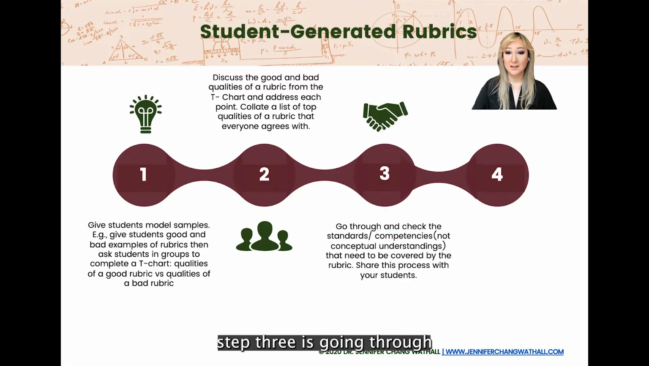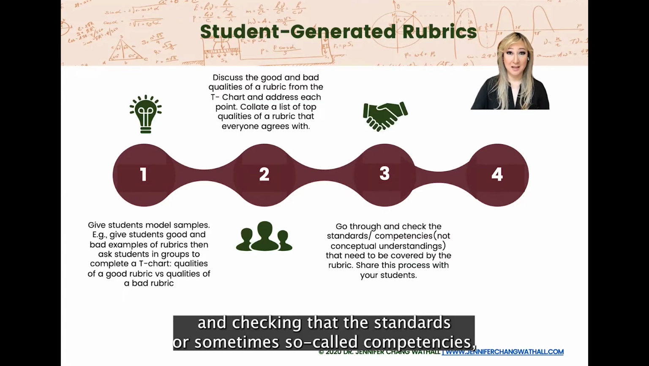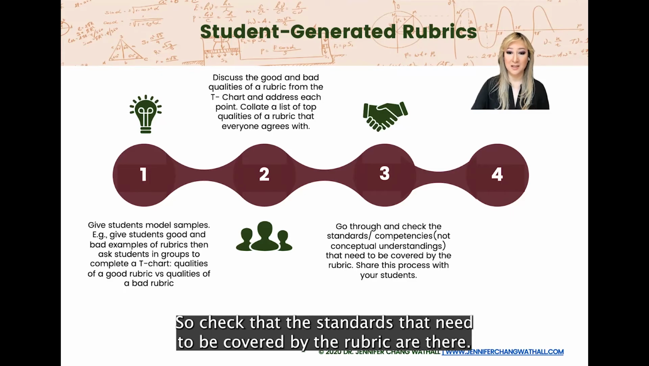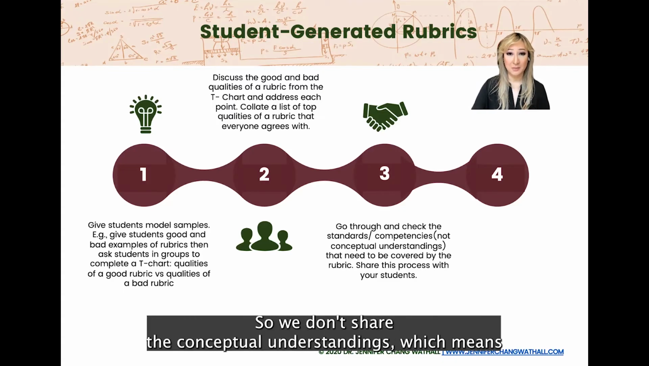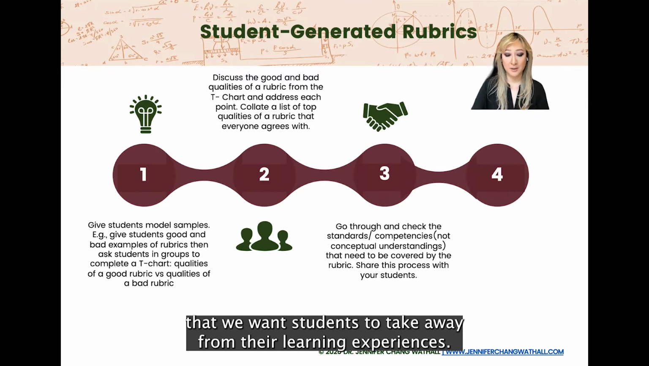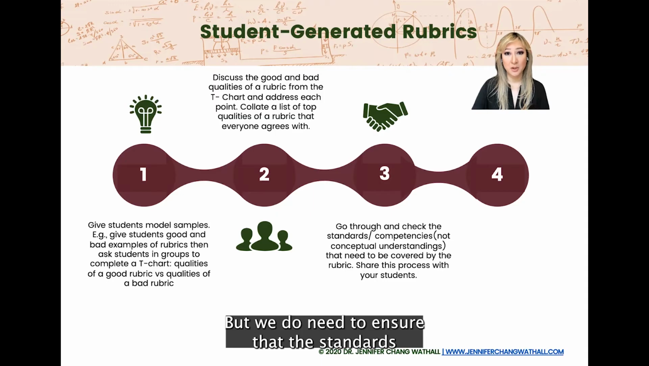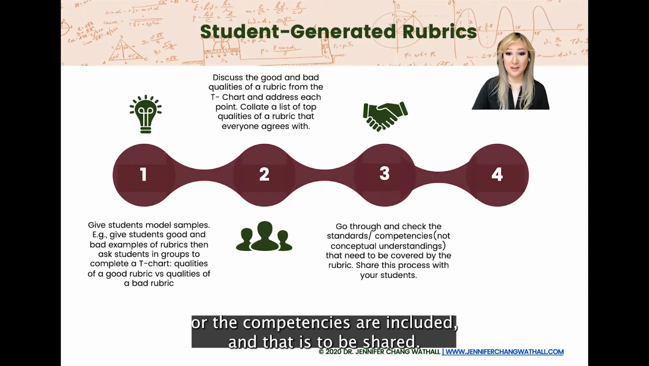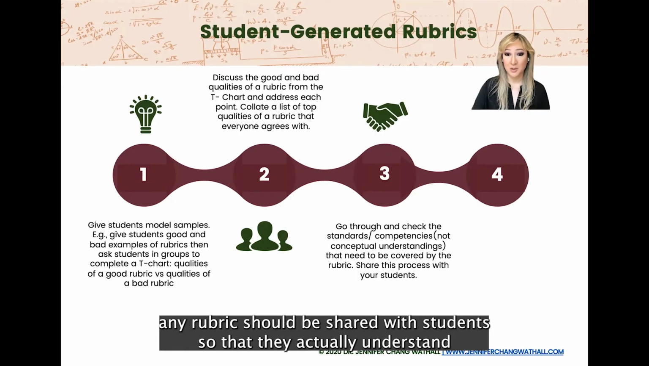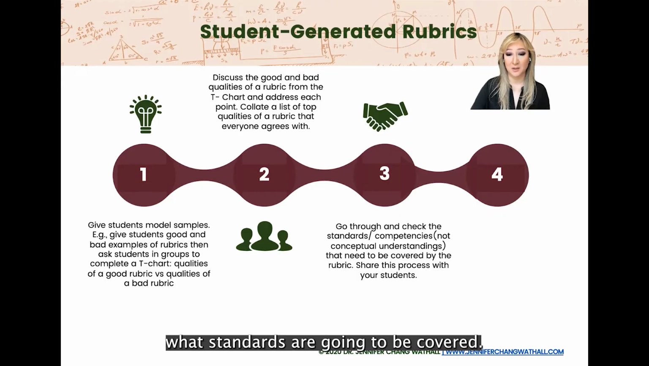Step 3 is going through and checking that the standards, or sometimes they're called competencies, not the conceptual understandings, are covered by the rubric. So check that the standards that need to be covered by the rubric are there. So we don't share the conceptual understandings, which means the understandings that we want students to take away from their learning experiences, but we do need to ensure that the standards or the competencies are included, and that is to be shared. So the standards or competencies that we want to be included in any rubric should be shared with students so that they actually understand what standards are going to be covered.